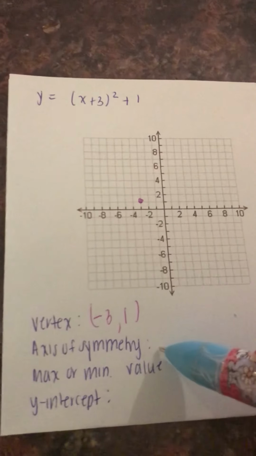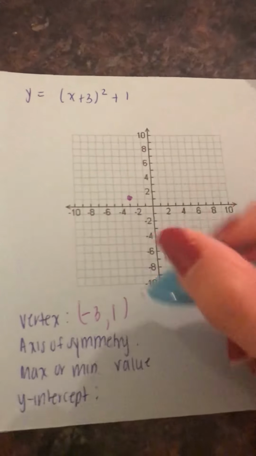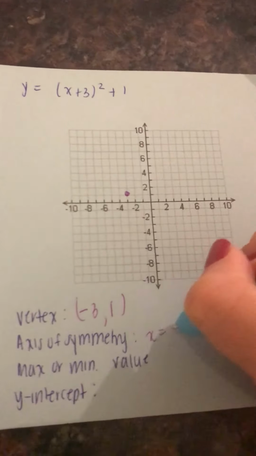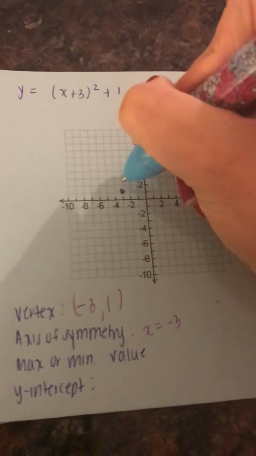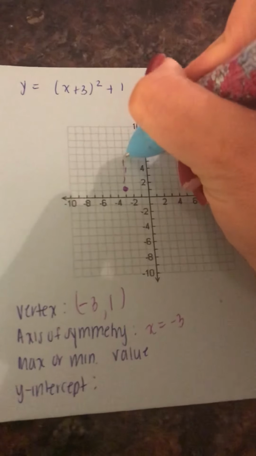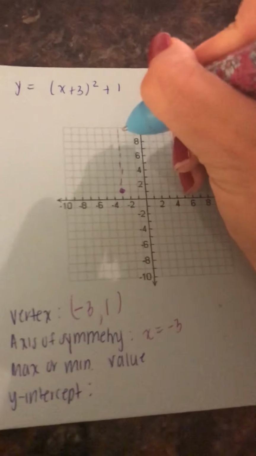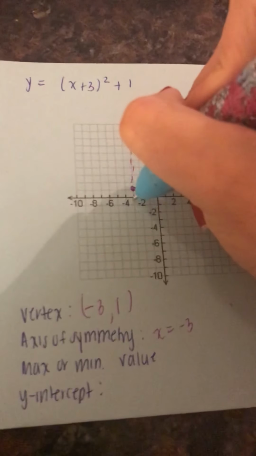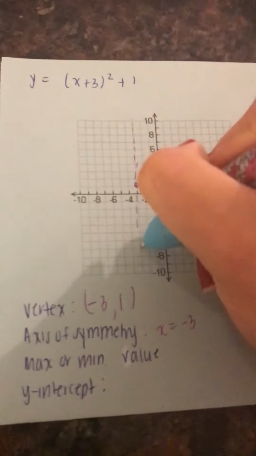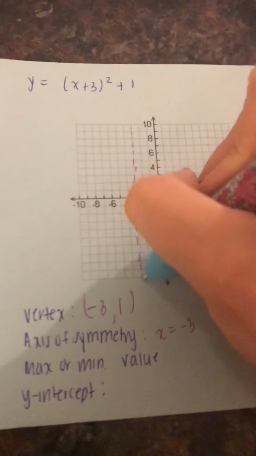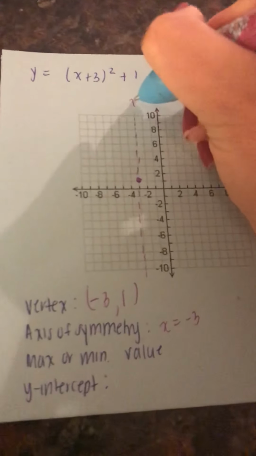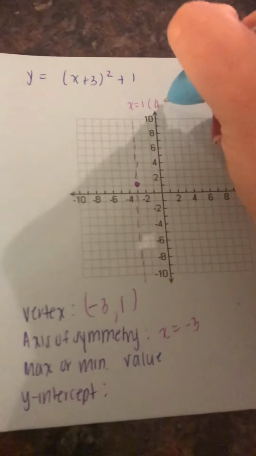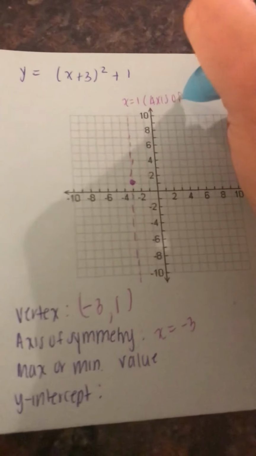Now my axis of symmetry is the x value of the vertex, which is x equals minus 3. That is a line of symmetry that makes the parabola symmetrical, like that. It's not perfect, but it's getting there. And I'll label that as my axis of symmetry.